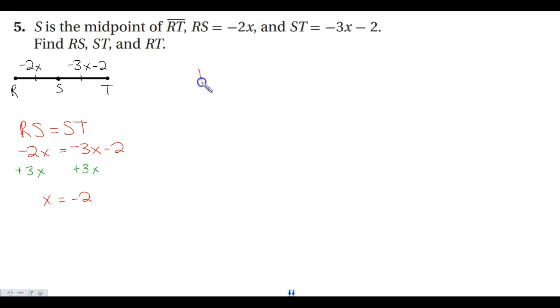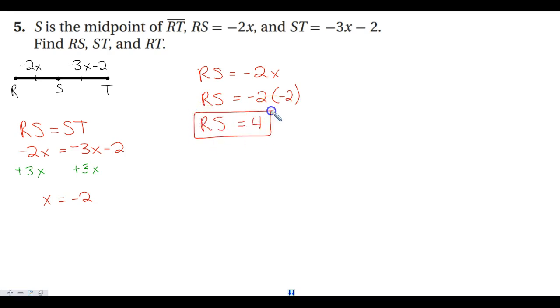So when we plug in for RS, we're going to get RS is negative 2x. Well, when I plug in here, we found that x was negative 2. I'm going to have negative 2 times negative 2, which means that RS is 4, which is a positive length, which is okay. So that means that so far, so good in terms of my x value.